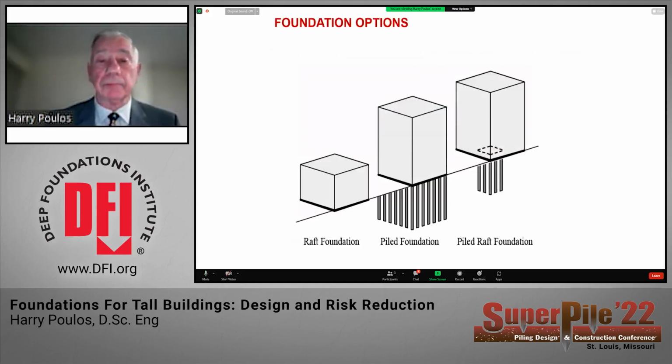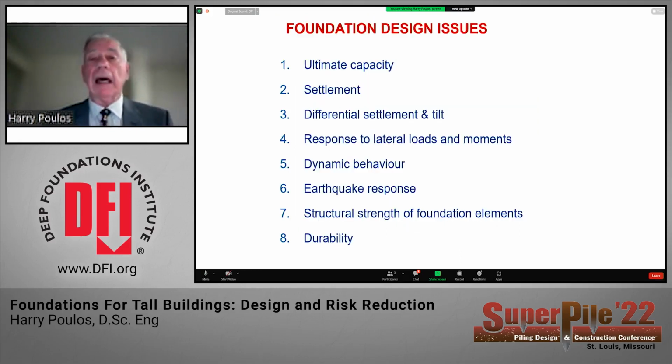Just very quickly, of course, I think we all recognize that the three key options that we have for foundations are the raft or mat foundation, the piled foundation, and a combination of the two, the piled raft foundation, where much of the load is carried initially by the piles, but the raft actually provides an additional source of resistance and stiffness.